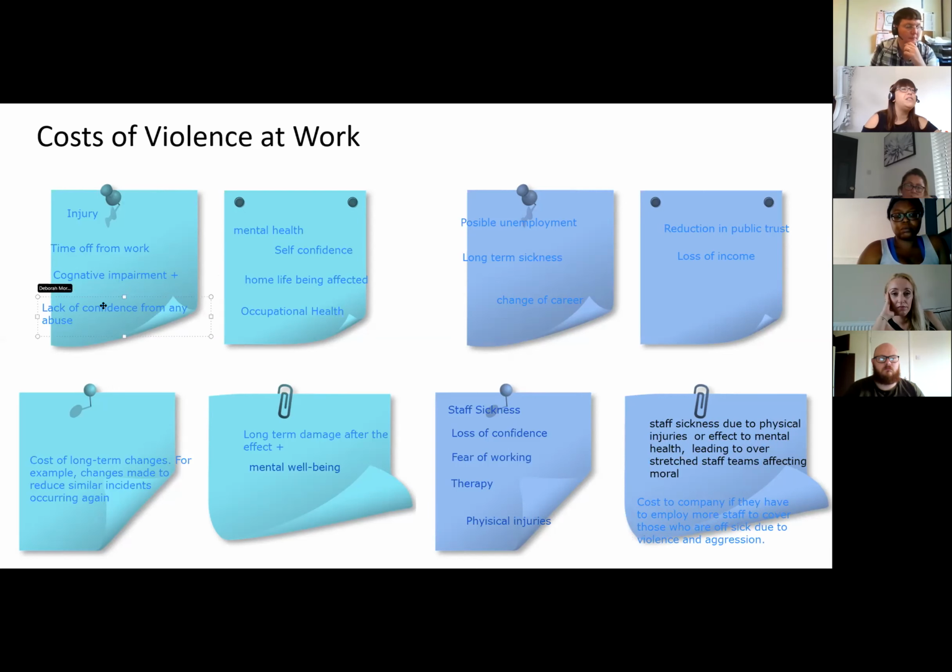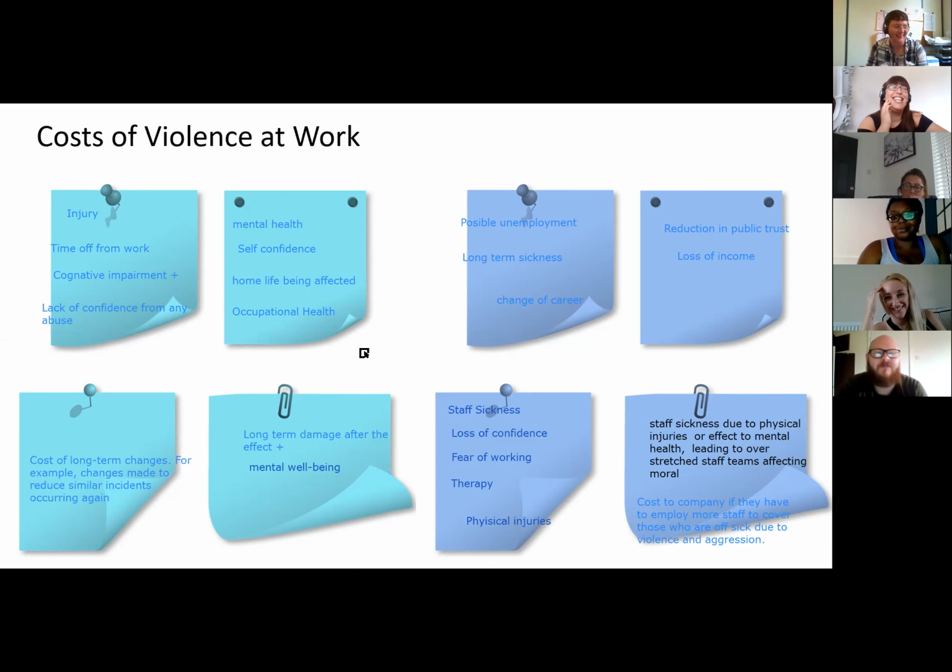Lack of confidence from abuse, yeah, you become fearful of that. Mental health issues, self-confidence issues, home life is affected, yeah, absolutely. Occupational health, yeah. Steve, tell me about that. Oh, you're on mute, Steve. Sorry, I forgot I was on mute. The occupational health department have to deal with the aftermath of incidents like that, like counselling and things like that. Obviously, that costs money, so there are financial implications. Absolutely.